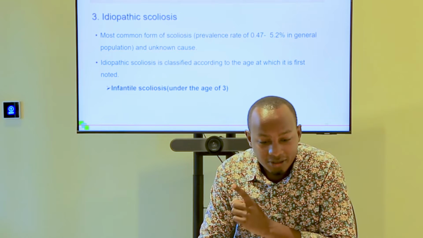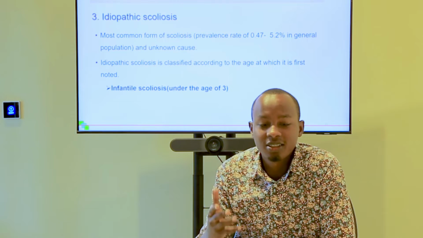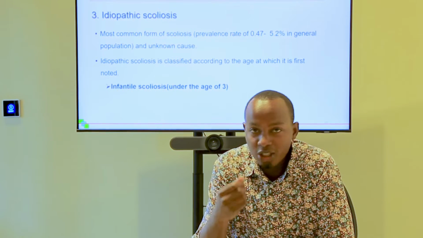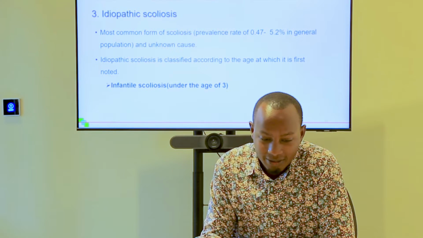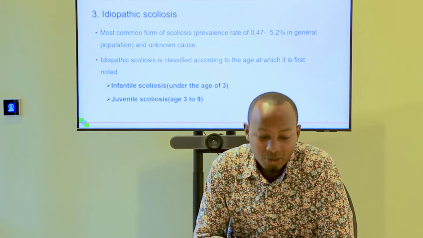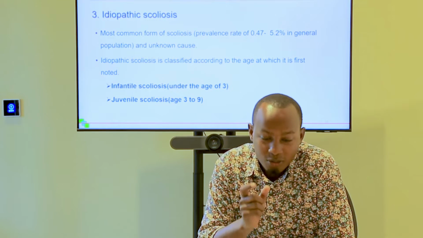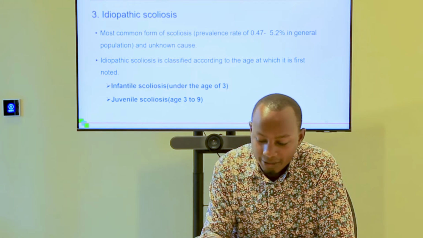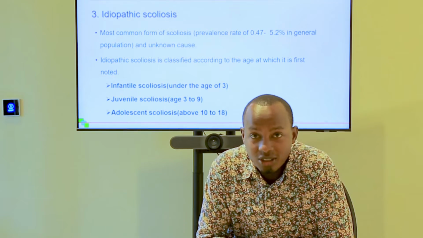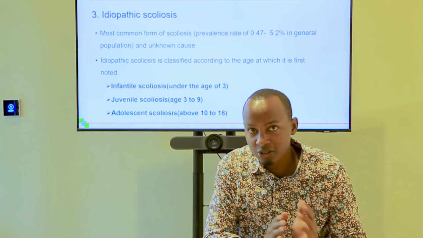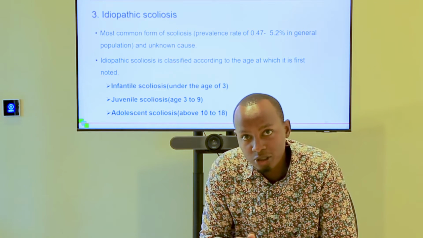The first classification of idiopathic scoliosis is infantile scoliosis, where it is present under the age of 3. The second type is juvenile scoliosis, where it's diagnosed between the ages of 3 to 9. And the last one is adolescent scoliosis, where it's diagnosed between the ages of 10 to 18 or skeletal maturity.